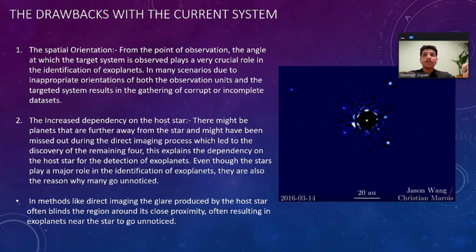The increased dependency on the host star. There might be planets that are further away from the star and might have been missed out during the direct imaging process, which led to the discovery of the remaining four. This explains the dependency on the host star and the detection of exoplanets.